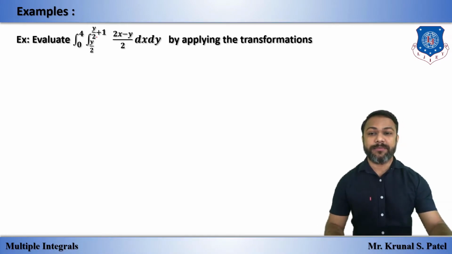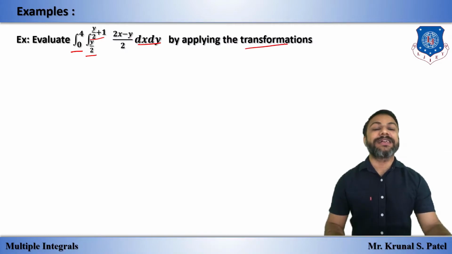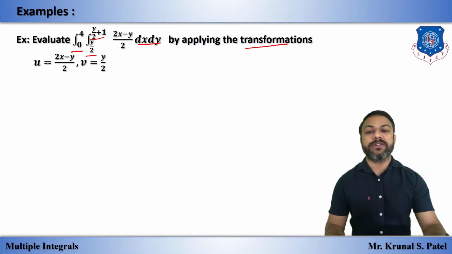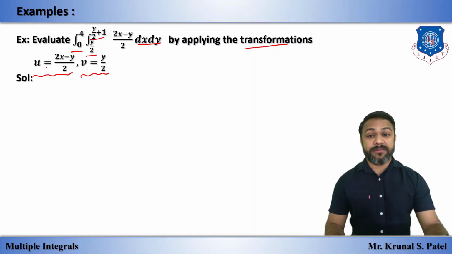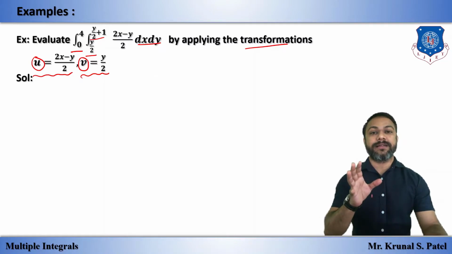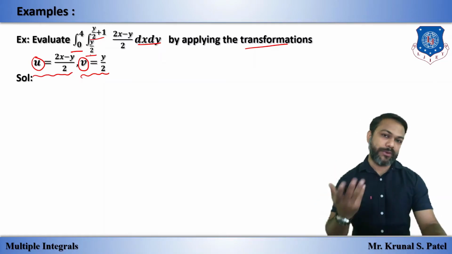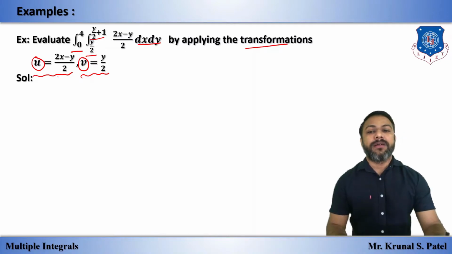Okay, so we have an example: evaluate the integral from 0 to 4 and the second integral from y/2 to y/2 + 1 of (2x - y)/2 dx dy by applying the transformation u = (2x - y)/2 and v = y/2. So we have u and v in terms of x and y. If you can convert this so that x and y are functions of u and v, you can use that also. But why should we convert?